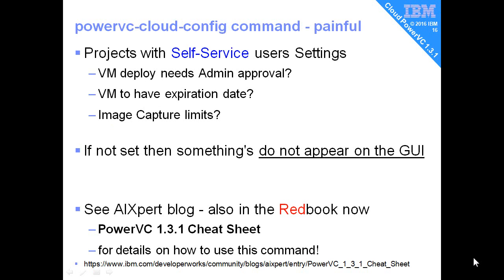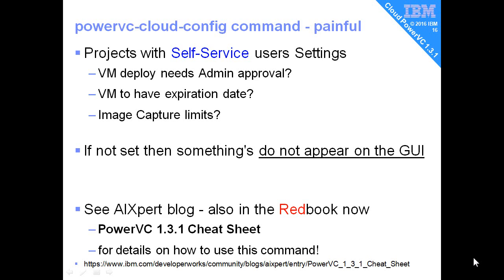Next up then is the powervc cloud-config command. This is even more painful to use. This allows you to do the settings for self-service, for example, when they do a deploy, and do they need the admin person to approve it or not. The same thing with expiration dates, how far out they can push those and if they're switched on at all. And the number of captured images is important too.